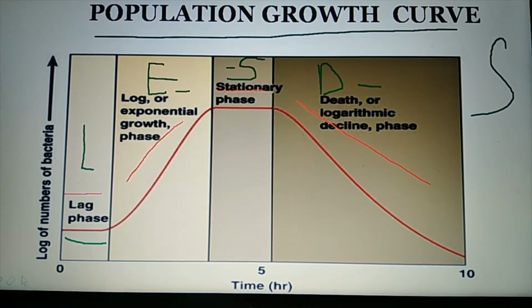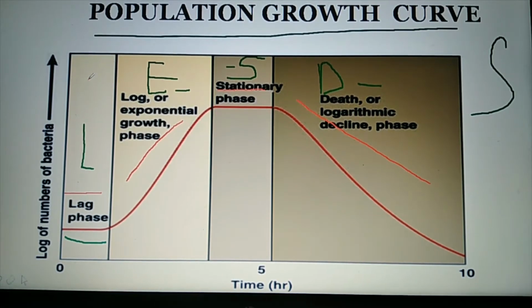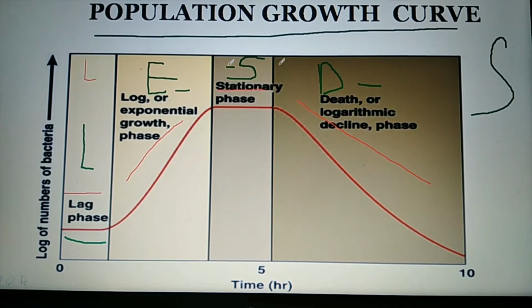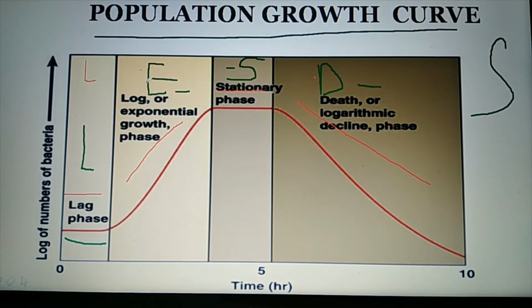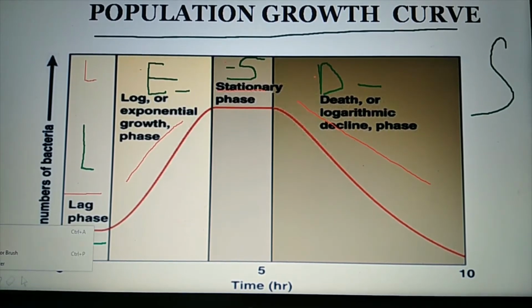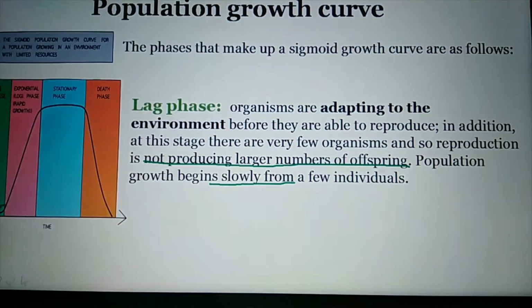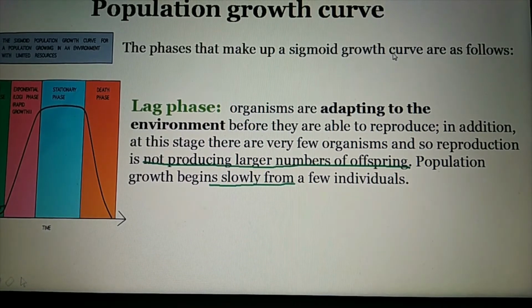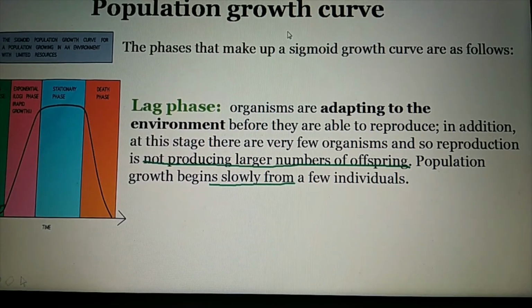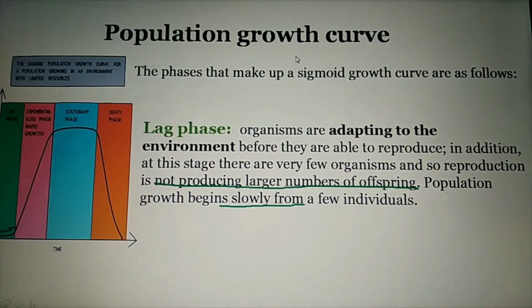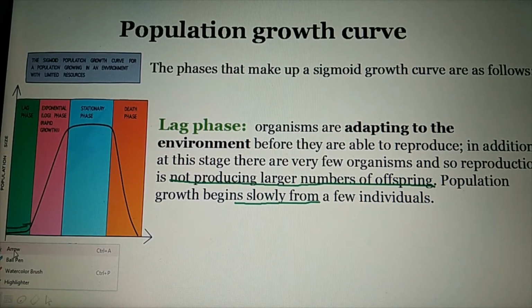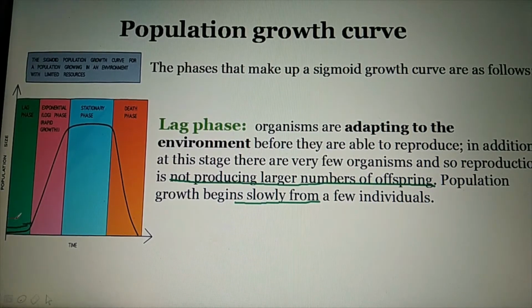We're going to be explaining each of those phases, but to help us remember, let's take the code as L, E, S, D. Lag, exponential, stationary, death. The phases that make up the sigmoid growth curve are as follows. The population growth curve is the same as the sigmoid growth curve. So we have the first one, the lag phase.